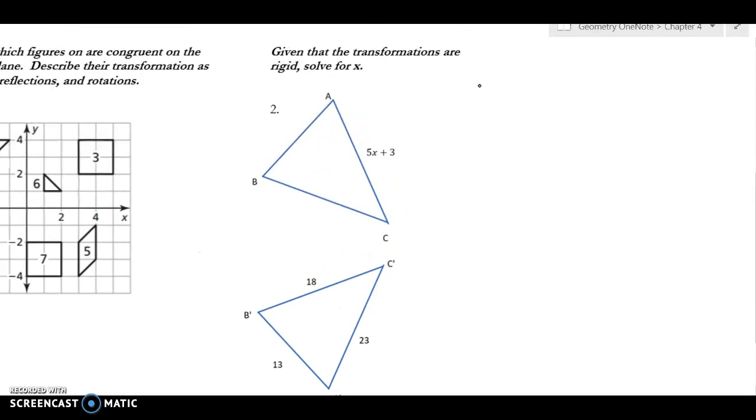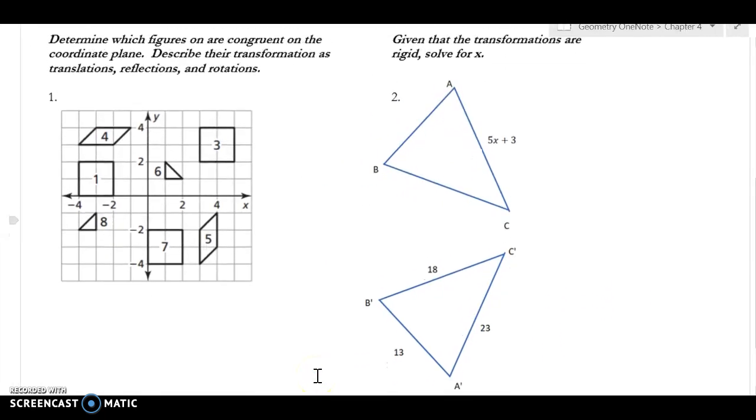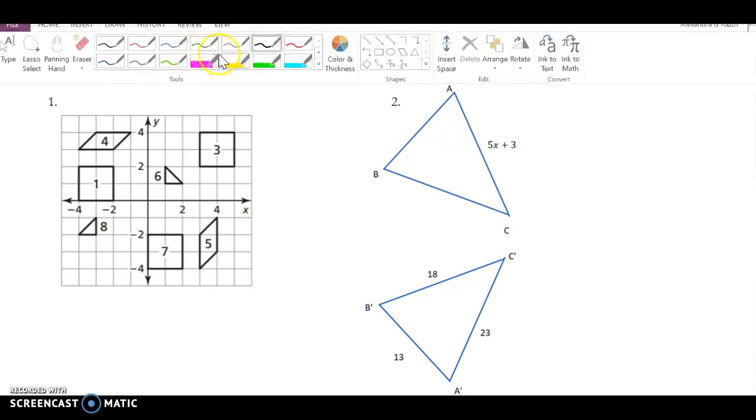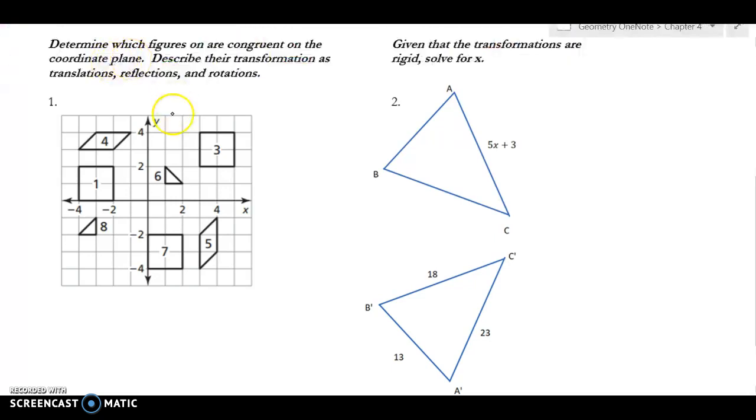So determine which figures are congruent. Describe their transformation as reflections, rotations, or translations. Okay, so let's look at this one first.